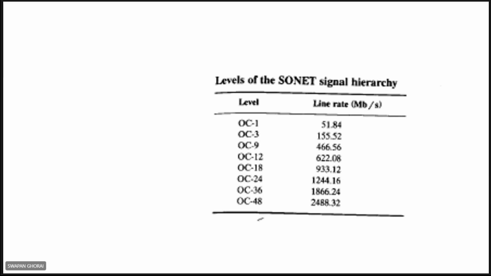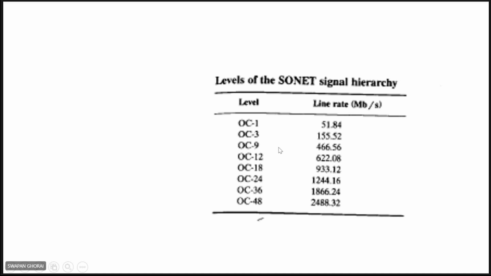So in that case, termination multiplexing is also used. In this case, it is called STS, synchronous transport signals, right? When STS is converted to the optical domain, it is called optical carrier one, OC-1. That is the rate: 51.84 Mbps.